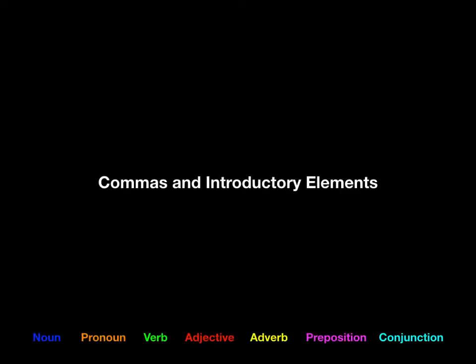In our next set of lectures, we're going to be examining issues with commas. However, there are numerous grammatical issues that arise with commas, so we're going to be separating them into different lectures. Within this lecture, we will be looking at commas and introductory elements. Before we examine introductory elements, however, let's take a quick look at what constitutes a sentence.